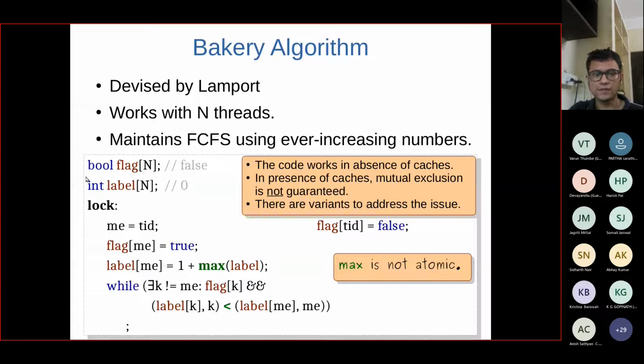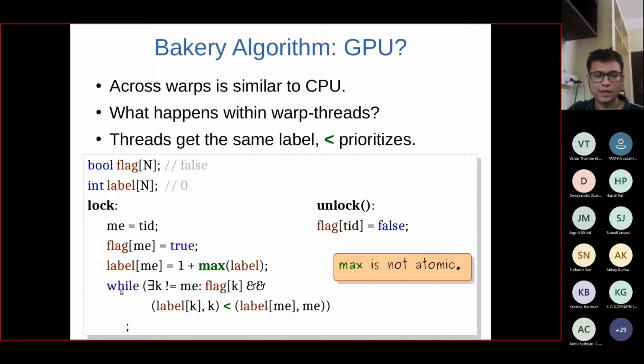I hope that is clear. So both this flag as well as label should be declared as volatile, and this issue should be kept in mind. With this, let's move on to the next slide.